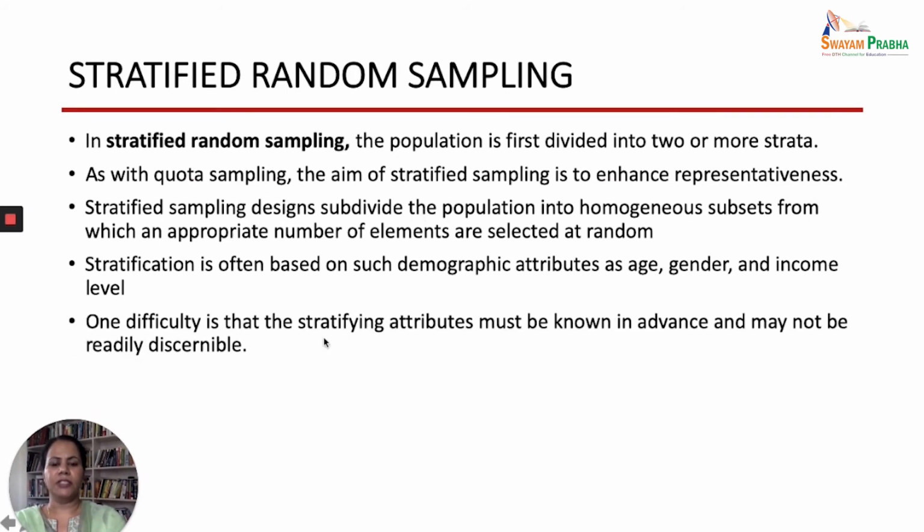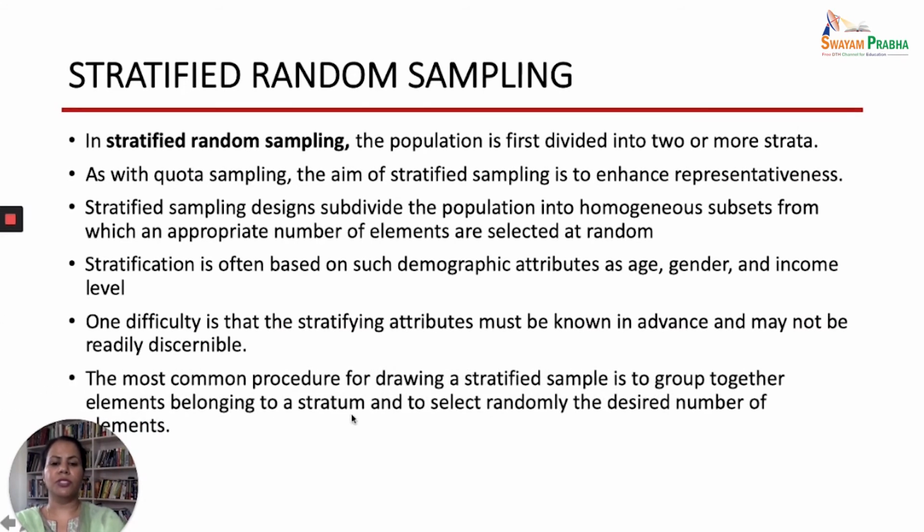One difficulty is that stratifying attributes must be known in advance and may not be readily discernible. So whenever you have to divide your subjects into strata, beforehand you should have knowledge about your population characteristics. If you have knowledge about the characteristics of your population, then you will be better able to know which strata you should decide, and why representation from each stratum is important for your research study.